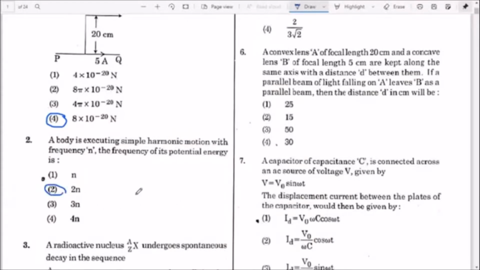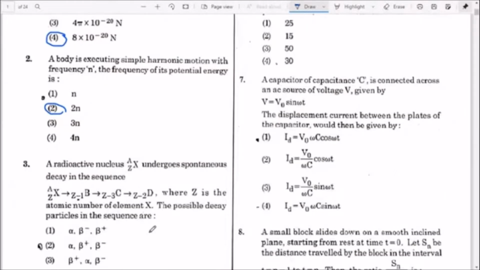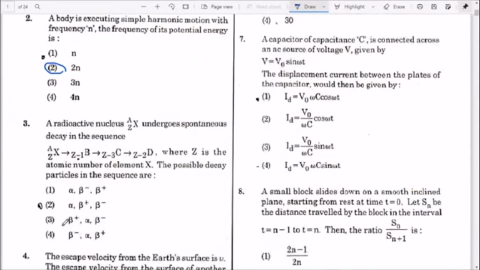Option 2 is the correct option, students. Next, a radioactive nucleus of atomic number Z and mass A, X, undergoes spontaneous decay in the sequence. X gives rise to Z minus 1 B, and that gives rise to Z minus 3 C, that gives rise to Z minus 2 D, where Z is the atomic number of element X. The possible decay particles in the sequence are, yes, 3. Option number 3 is the correct option, students.